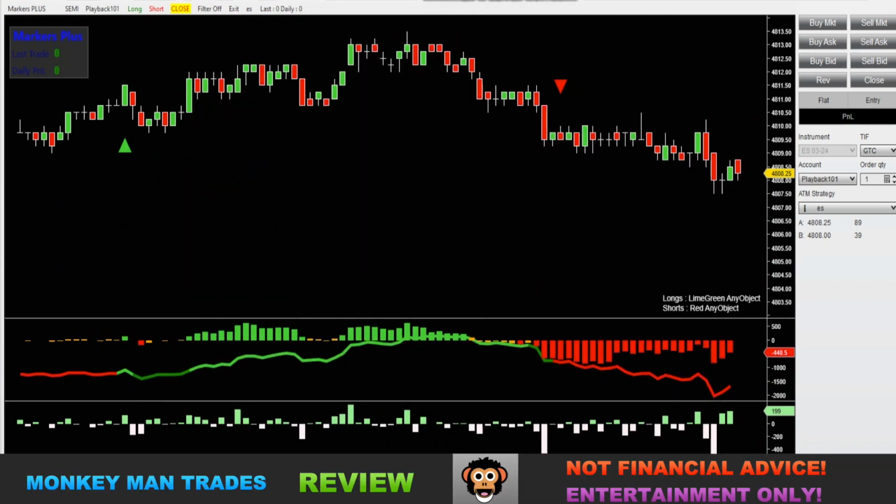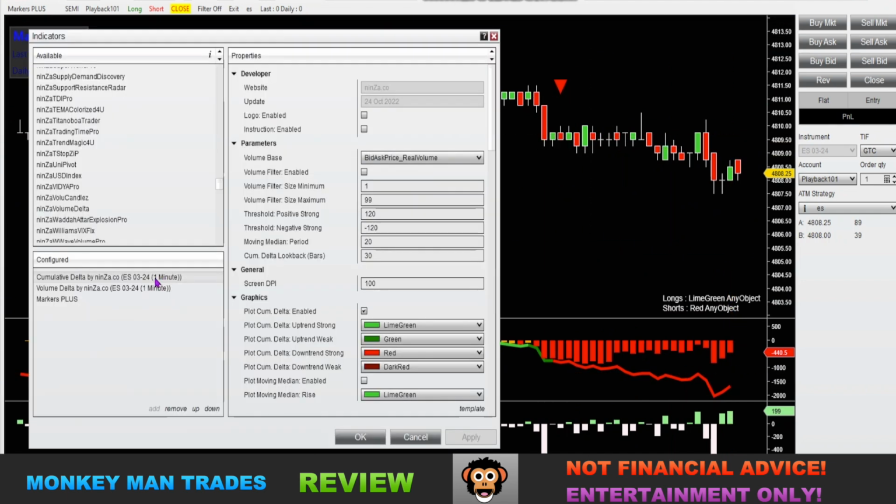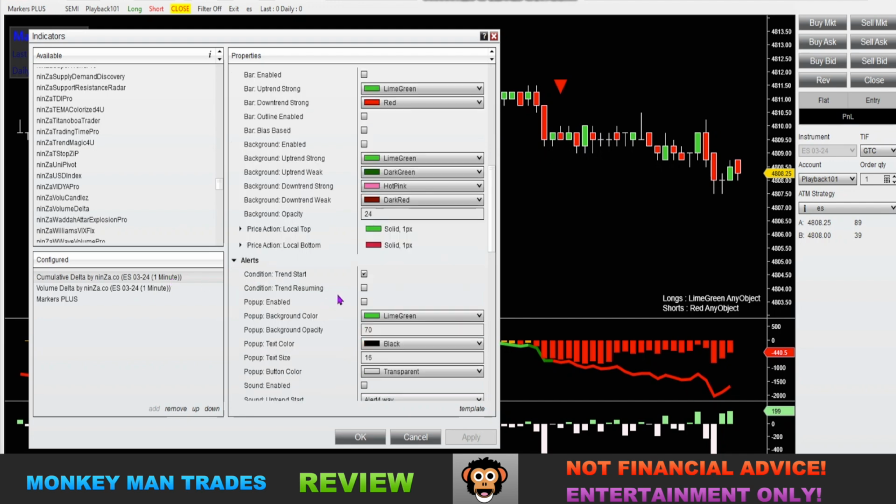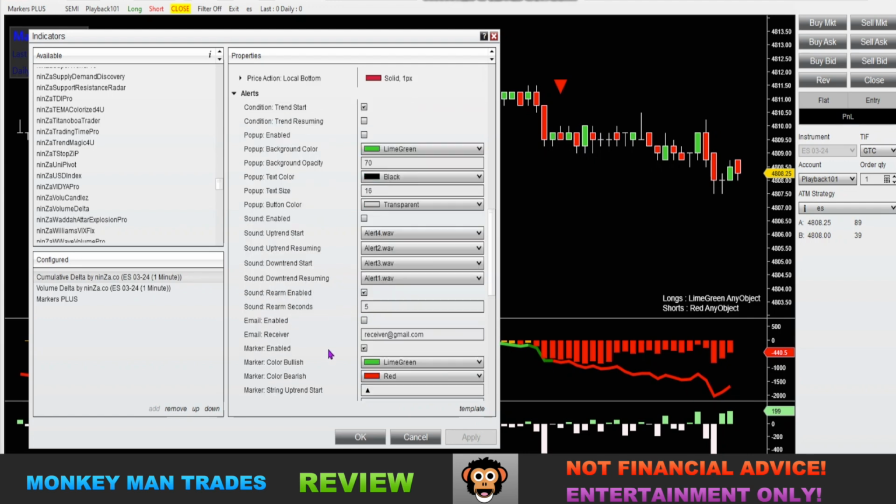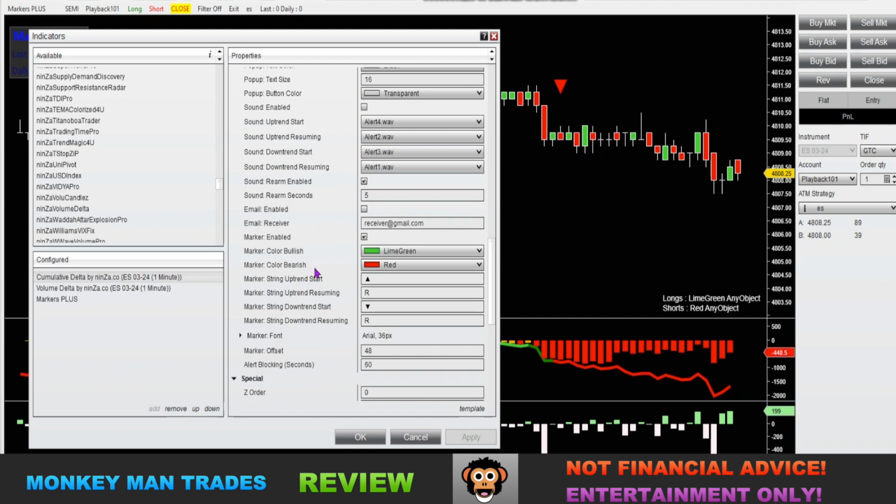In this video, I've got a delta setup doing some auto trading with Markers Plus, automating these different delta indicators that I have from Ninza. I've got the cumulative delta indicator. For the markers, I've only got the trend start condition activated, not the resuming. I'm changing all of my marker colors to lime green and red.